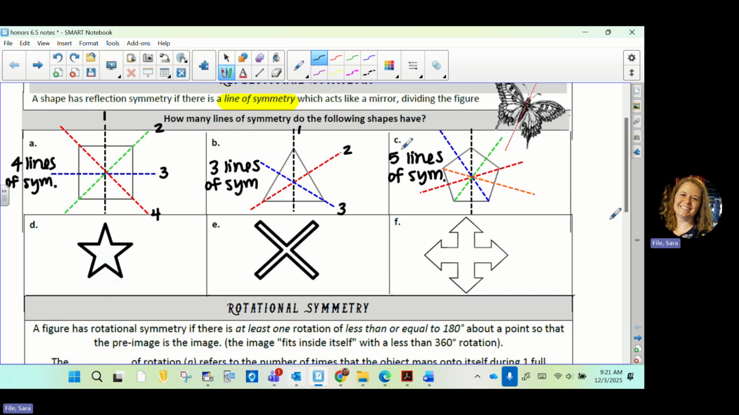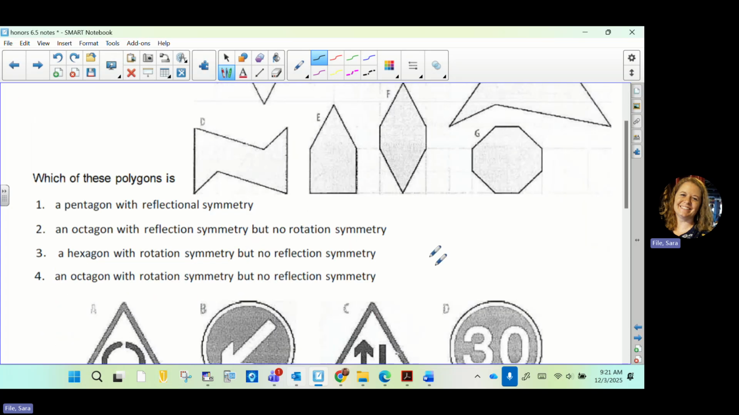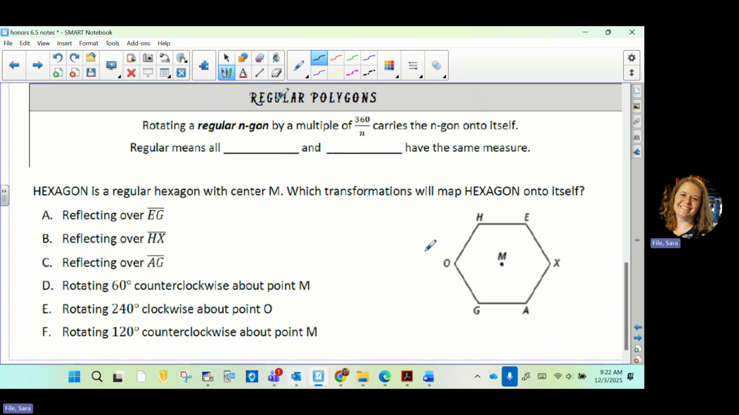When all of your sides are equal in length, those are called regular. And I added that to our notes. If you'll flip over to the back bottom, since we're talking about regular, we'll go ahead and put that here. Regular means all sides and angles have the same measure within that shape.